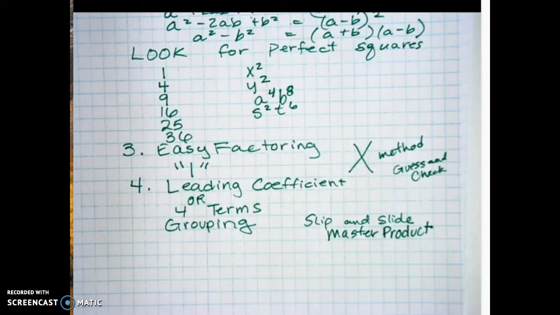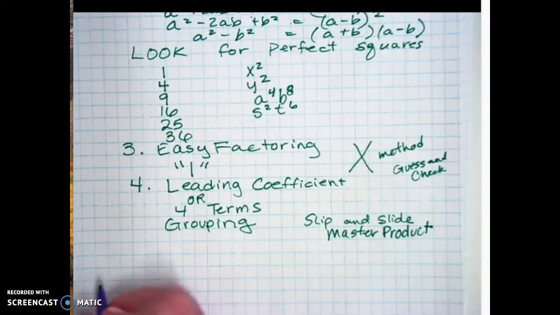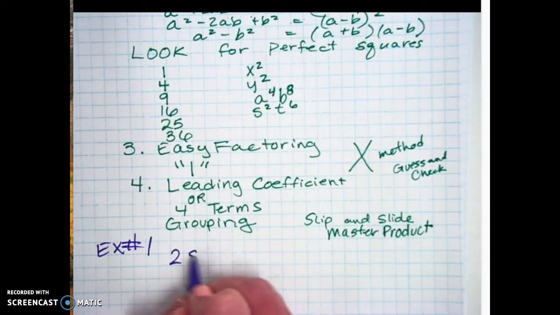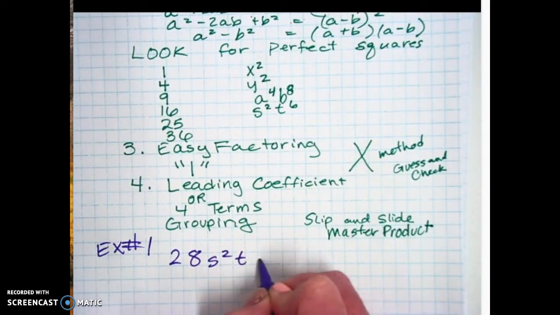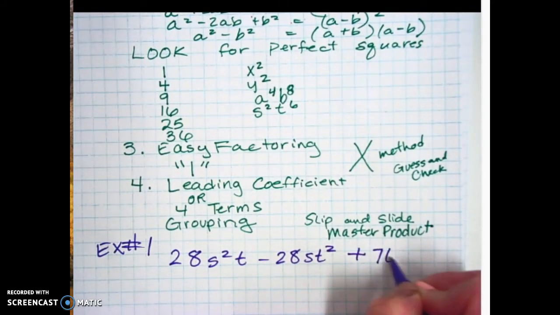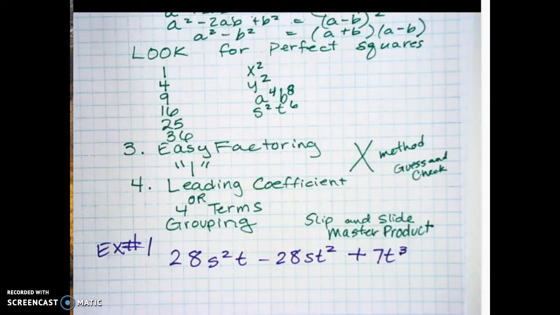Okay, so let's look at a few problems. Example number 1. We have 28s squared t minus 28st squared plus 7t cubed. Okay, so follow through the list. First, we need to look for GCF. Is there a GCF?